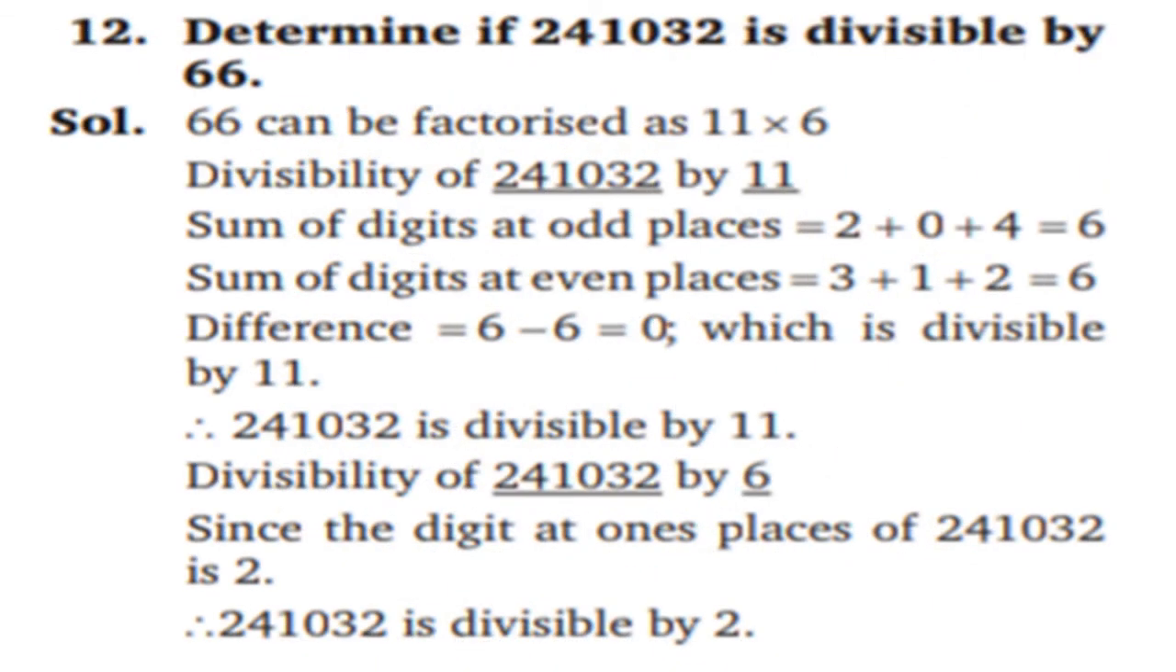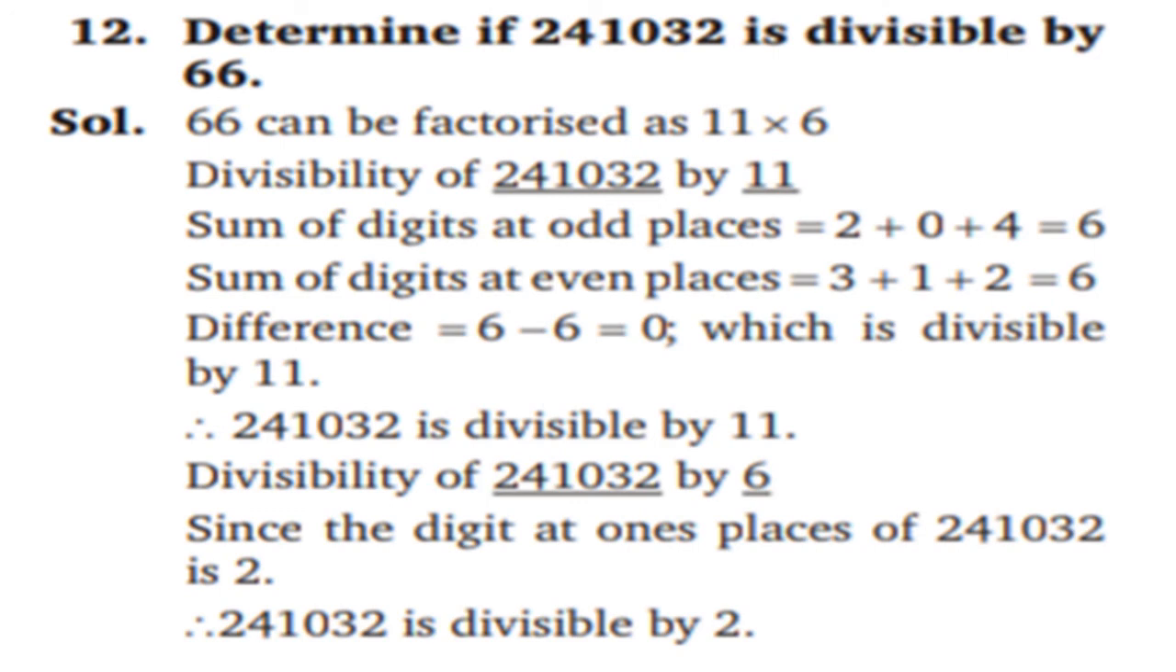Question number 12, determine if 2,41,032 is divisible by 66. So 66 can be factorized as 11 multiply 6. First we will check whether this number is divisible by 11. Sum of digits at odd places equal to 2 plus 0 plus 4 equal to 6. Sum of digits at even places equal to 3 plus 1 plus 2 equal to 6. Now we will find the difference, 6 minus 6 equal to 0, which is divisible by 11. Therefore this number is divisible by 11.